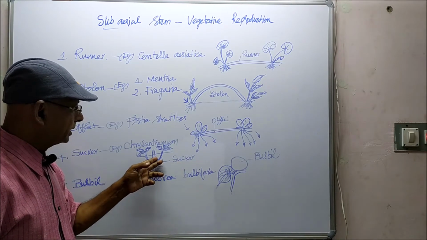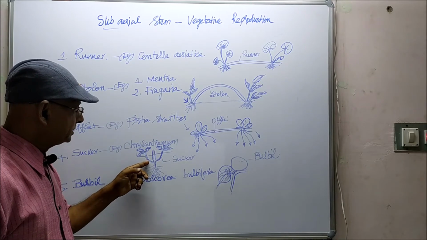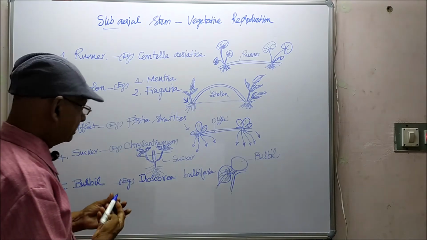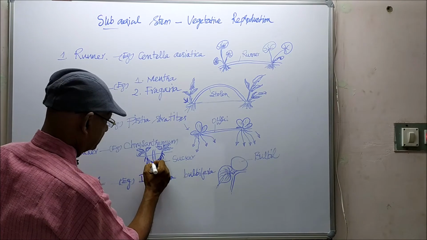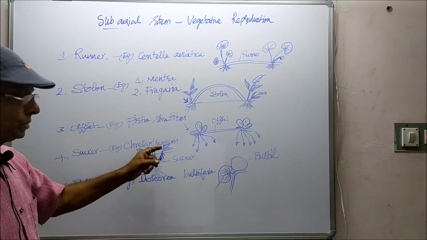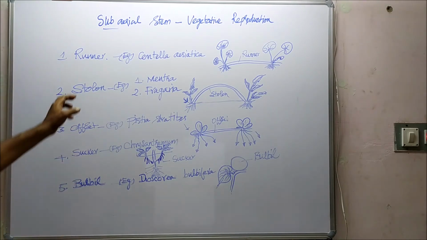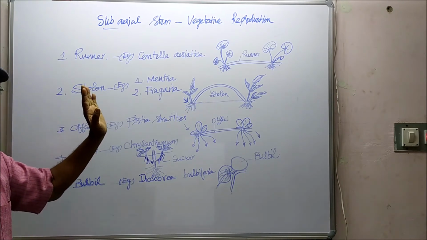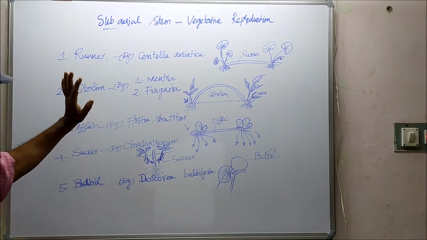If you cut the sucker, this will develop into a new plant. If you cut these branches of the sucker, this will grow into a new plant. From the sucker, new roots are produced. These are all the adventitious roots that will absorb water and give it to the young plant of the sucker. So sucker, runner, stolon, offset, they are all meant for vegetative reproduction. They are all the subaerial stem modifications.